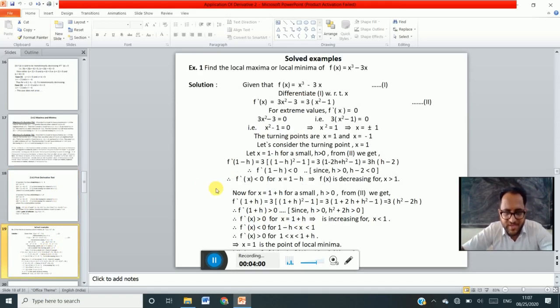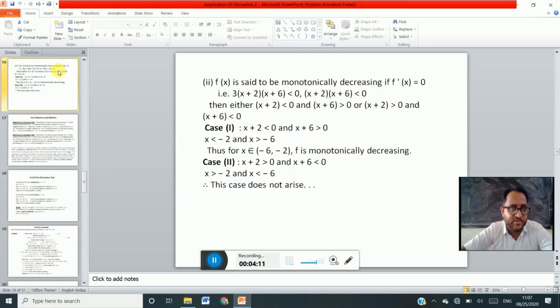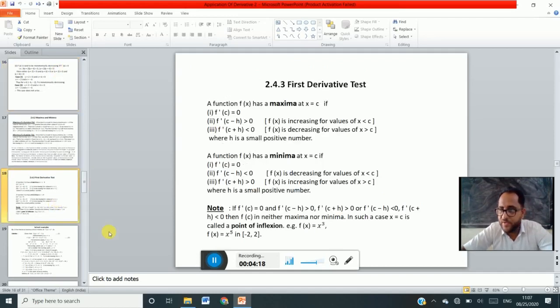or I think we will solve the examples in the next class, right? So it is enough for today. Try to solve the examples of the third application, that is, increasing and decreasing functions, and tomorrow we will solve the examples of maxima and minima, right? Okay.